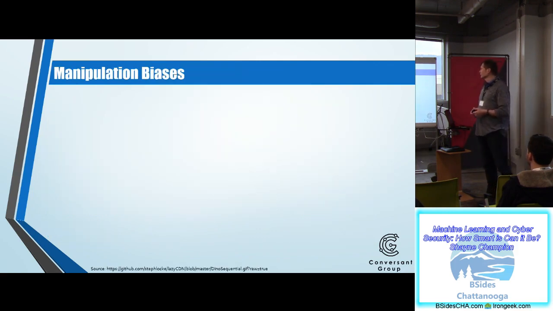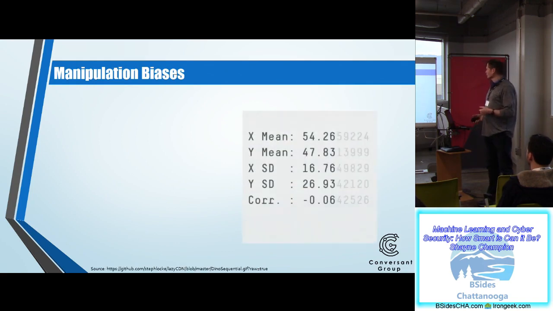So be aware. The other thing is manipulation bias. So if we take a look at this statistical output, what kind of graph do you think we're going to get?